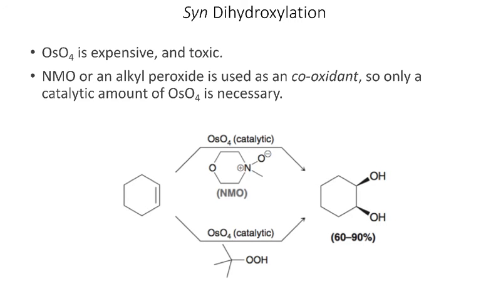So using large amounts of this osmium compound is problematic. For one, it's very expensive. For another, it's highly toxic. And so we want to minimize the amounts of this that we use. And so very often we use a compound NMO, structure is given here, or an alkyl peroxide as a co-oxidant. And in that case, we only have to use catalytic amounts of the osmium compound to produce the syn addition.